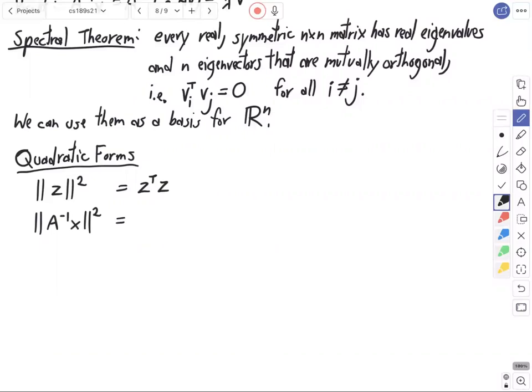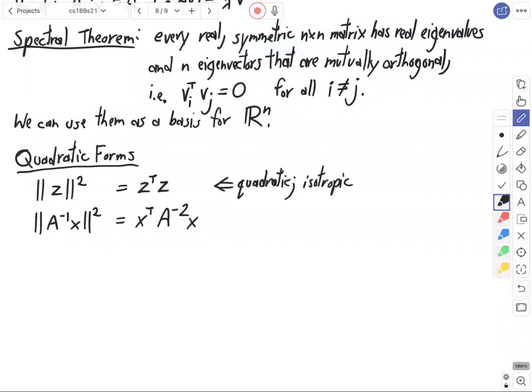And another way to write that, by the way, is x transpose A to the minus 2 x. We're going to compare these functions, and we're going to use eigenvectors as a way to morph the shape of the first function into the shape of the second function. So that's why we want to consider those two functions. And the first function is quadratic, and it's isotropic.